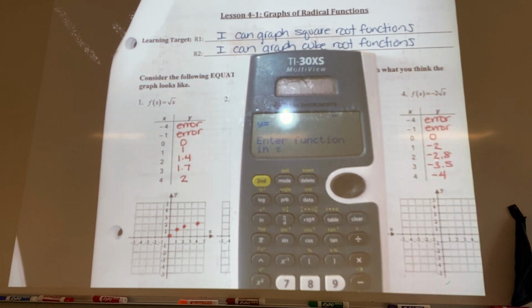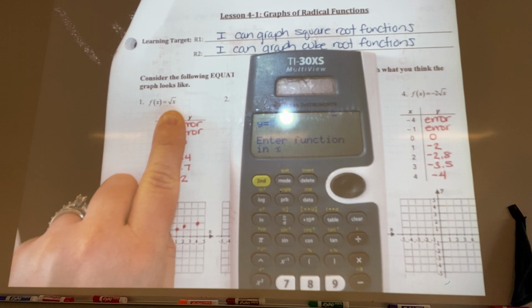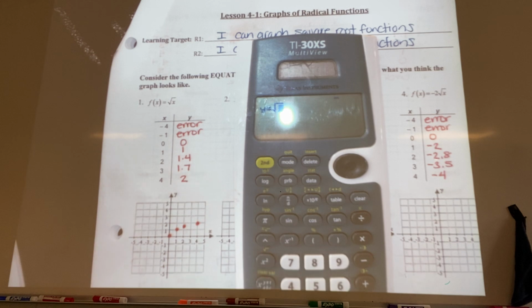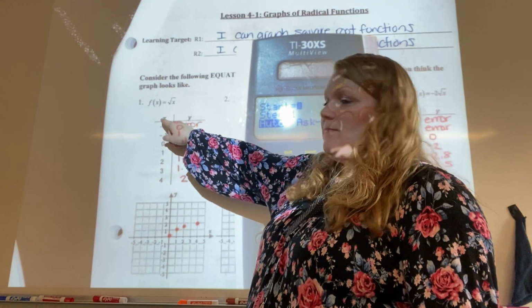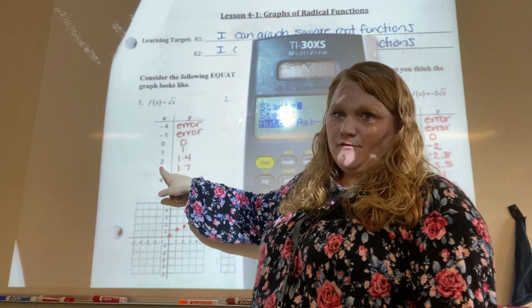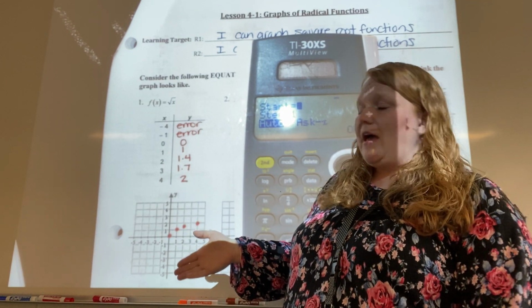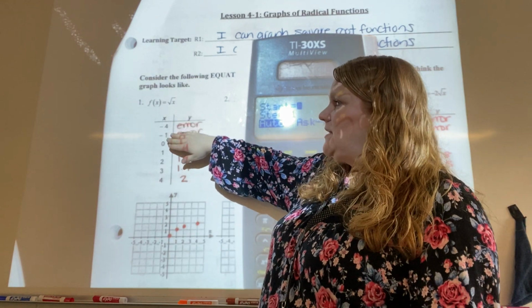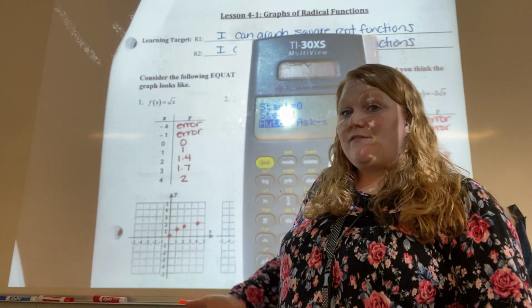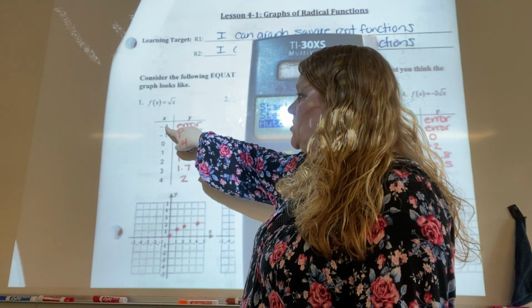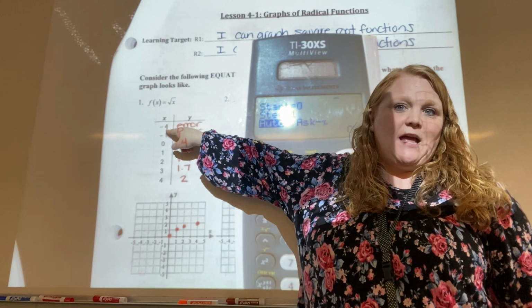Because this is the square root of x, I pressed second x squared, which is next to the 7. That's how I got my radical, and then I put the x. When I hit enter, I intentionally started at -4 only because my table started at -4. In the real world, you wouldn't have a table already there for you. You'd have to do that part yourself. But I'm trying to get you to plot very specific points to keep it the same.